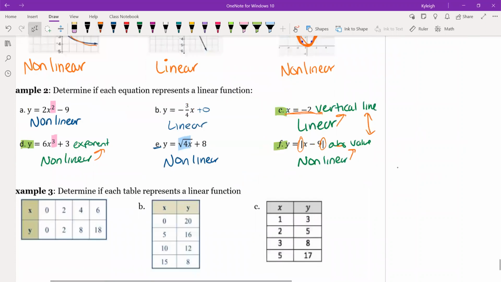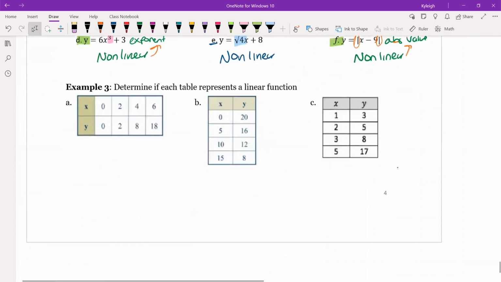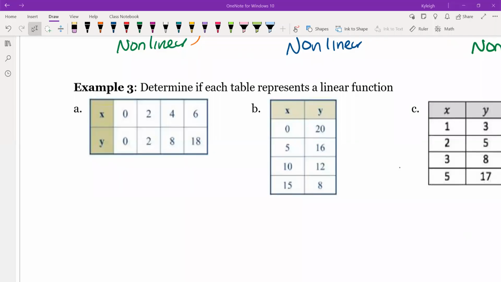Okay. All right, so let's look at a table. These ones are a little bit more complicated, but I'm going to show you a way to do it without having to do the slope formula. I'm going to show you how to do it between the two. So what you're going to do is just take these two numbers, and what's the difference between 2 and 0? 2. What's the difference between 8 and 2? It's 8 minus 2, 6. What's the difference between these two? What's 18 minus 8? 10.